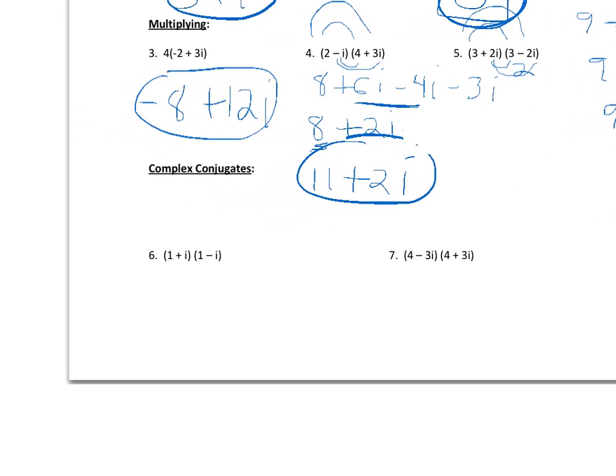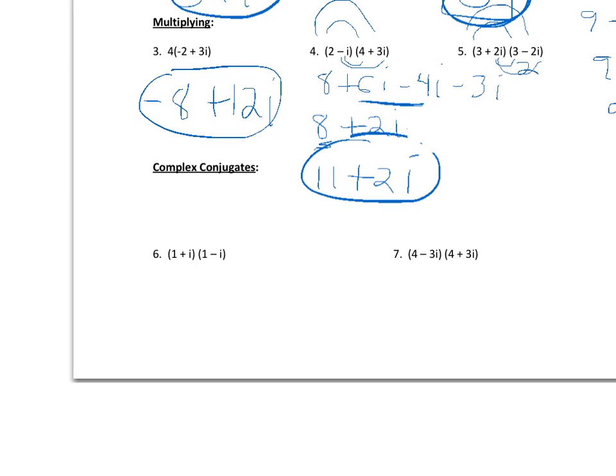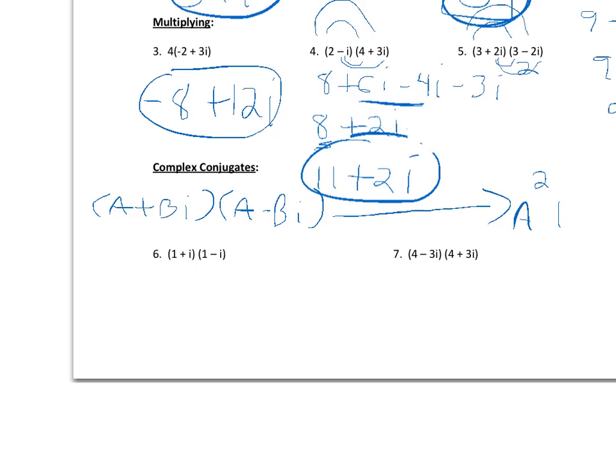Complex conjugates. Let's say we have a plus bi times the quantity a minus bi. If we FOIL this out, the i's are going to cancel out, and we're just going to get a squared plus b squared.